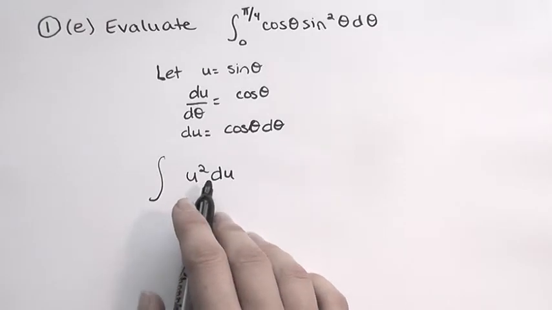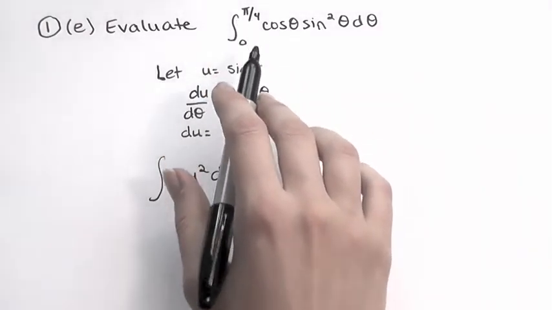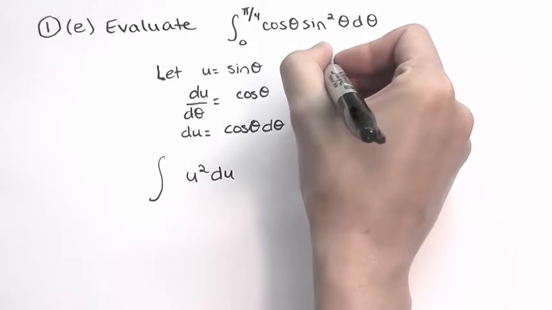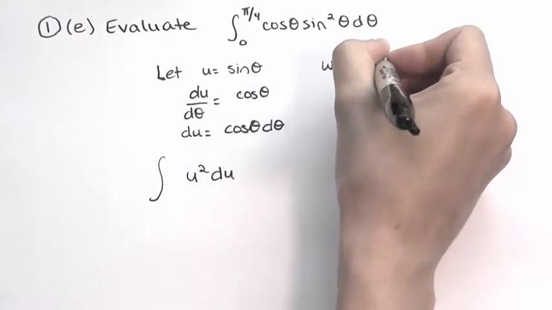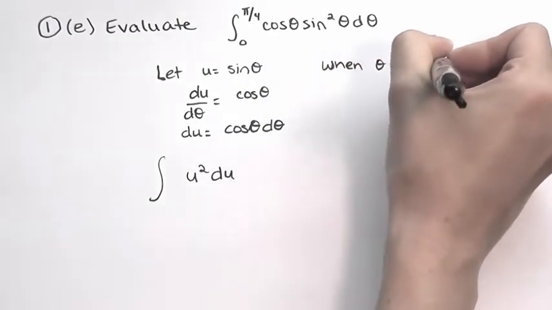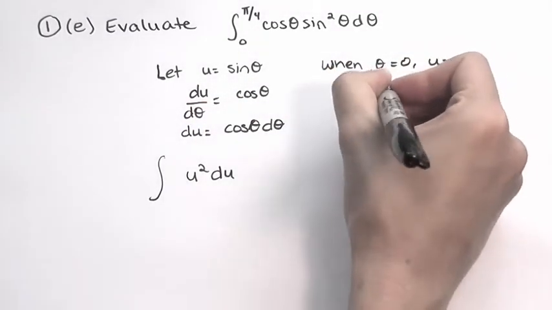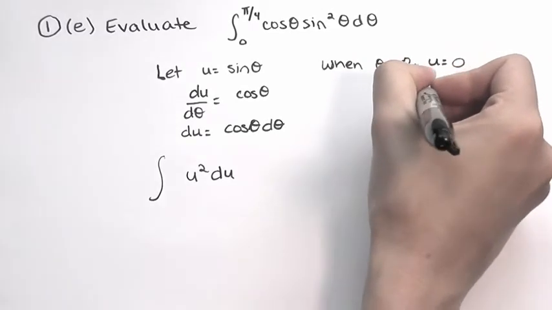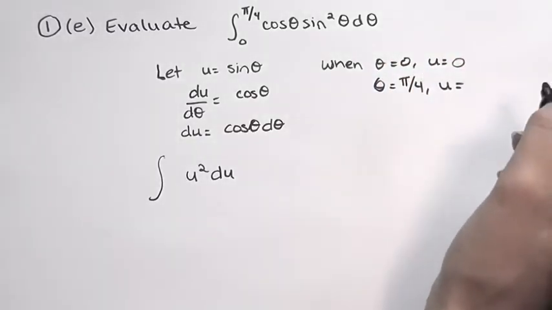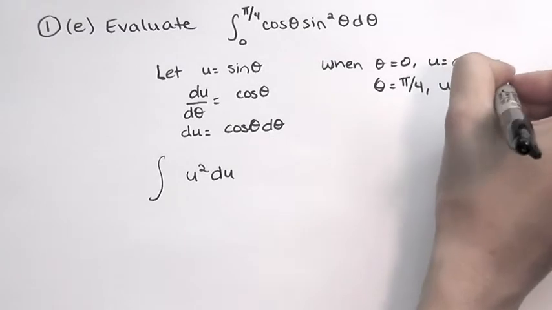We've effectively used substitution. We need to change our boundaries. So when theta equals 0, u is equal to sine 0, which is also 0. And when theta equals pi on 4, u is equal to 1 on root 2.